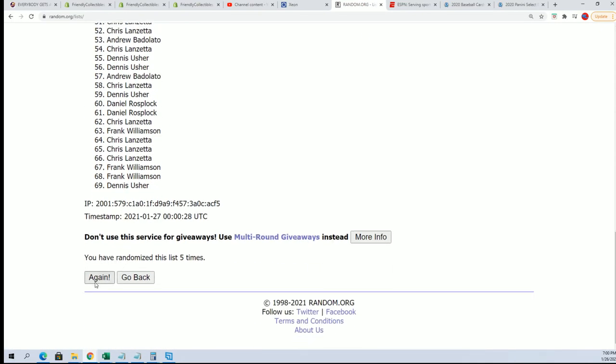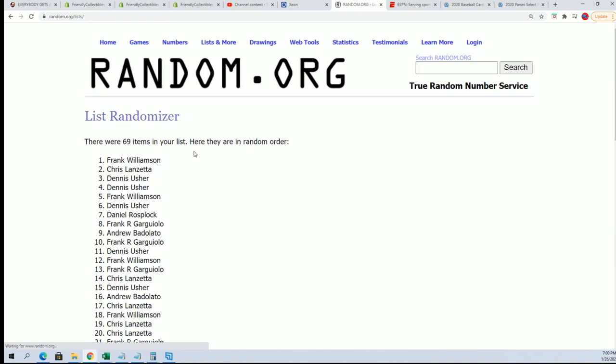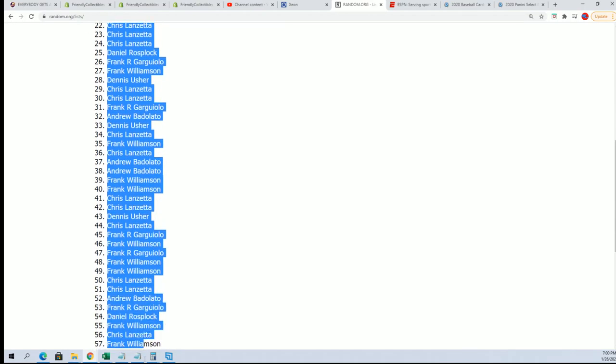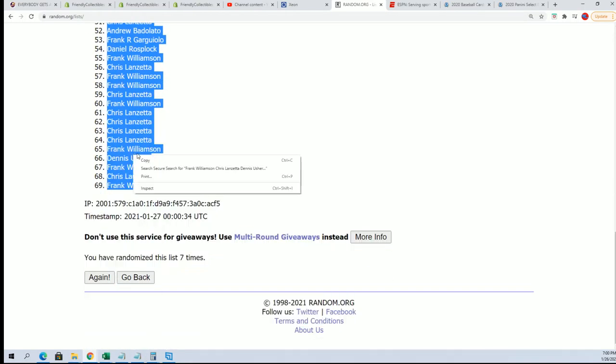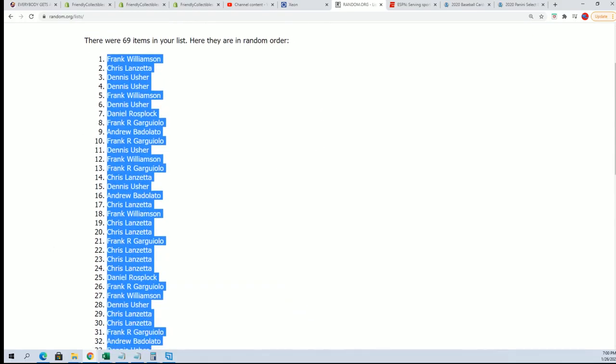So here we go. Lucky number seven. Everyone in the break will be getting a stamp of some sort, whether it's a raw stamp or a graded one.